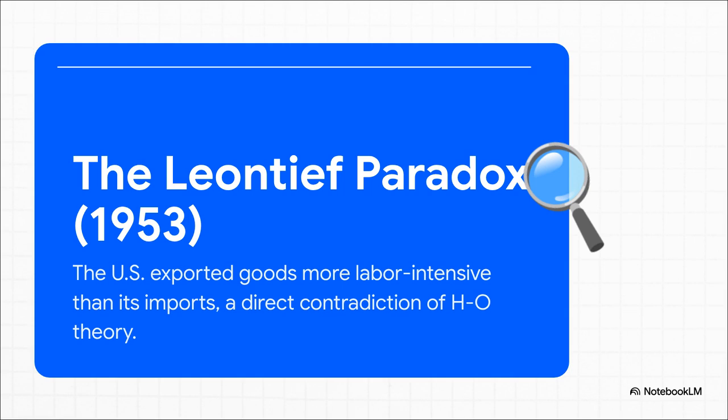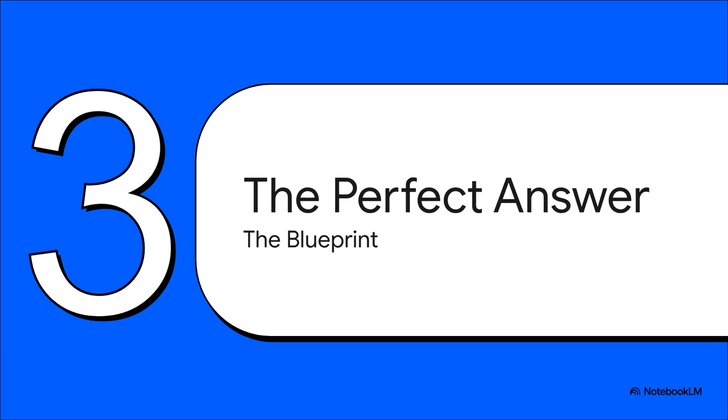An economist named Wassily Leontief actually crunched the numbers on U.S. trade, and he found the complete opposite of what everyone expected. The U.S. was actually exporting goods that required more labor than the goods it was importing. This was a direct punch in the face to the Heckscher-Ohlin theory, and this shocking finding became famous as the Leontief Paradox.